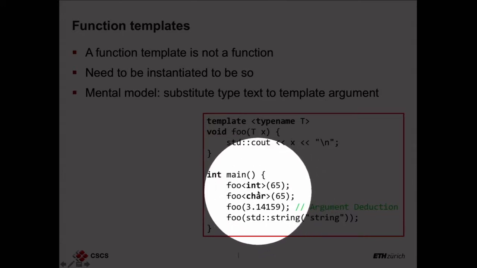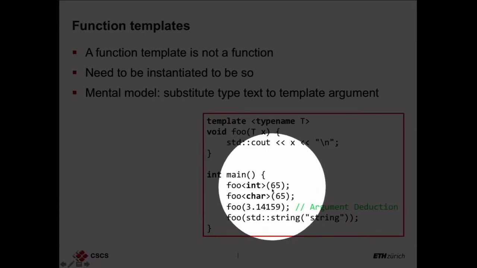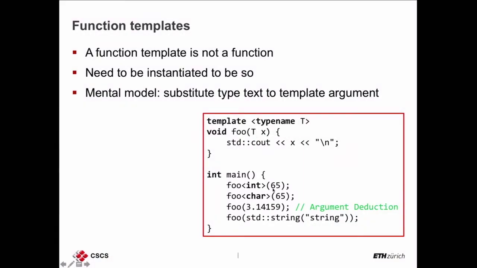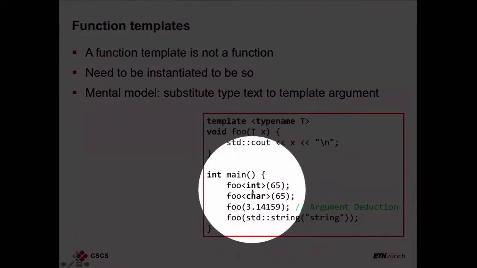In this case, I instantiate two functions. One is foo<int>, another one is foo<char>, and we pass 65. So the first one will print 65, and the second one will print the capital A letter, right? Because 65 is the ASCII code for the A. So I can have the same function here that behaves in a different way depending on the type I'm passing.